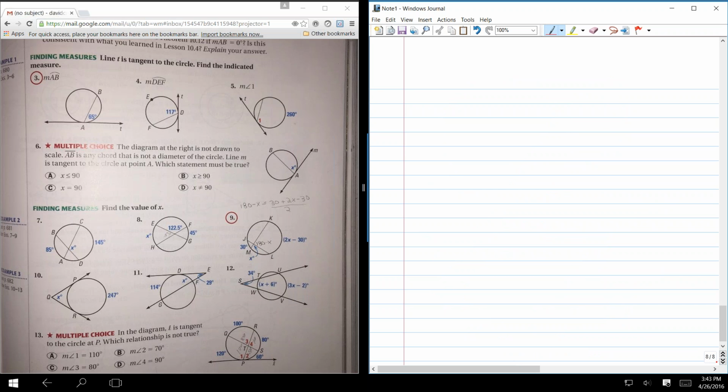Number 4. They want to know the measurement of DEF. DEF. So 117 times 2, 234. And that's correct, 234. Okay? So it doesn't really matter.